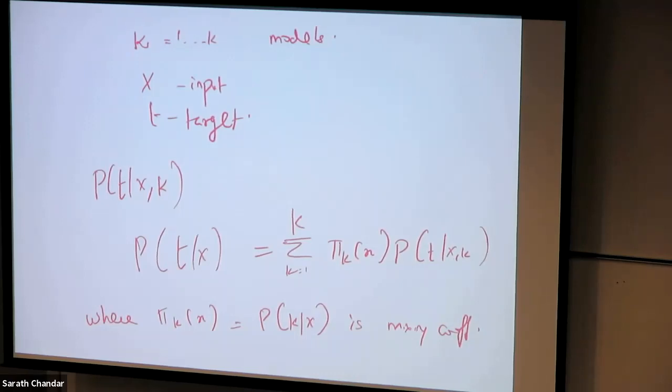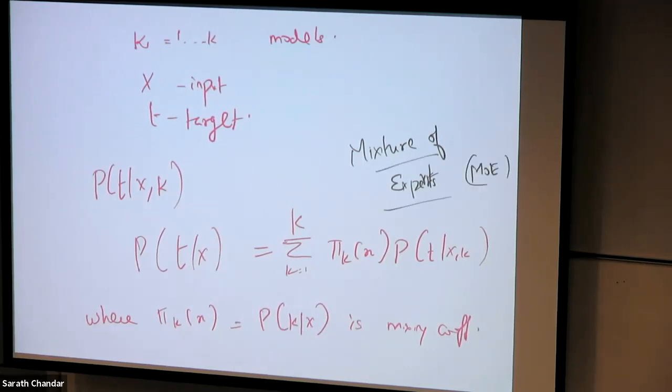Any questions? So this idea of taking a weighted average of different experts is known as mixture of experts, or MOE. Now there are many ways to combine. I can construct this mixture. Yeah, question?